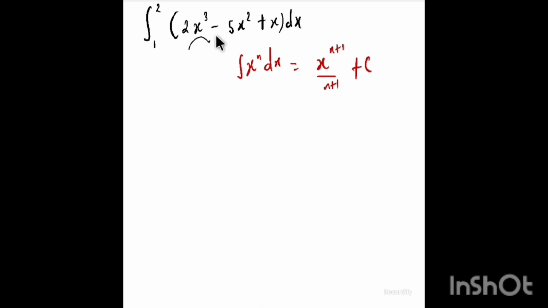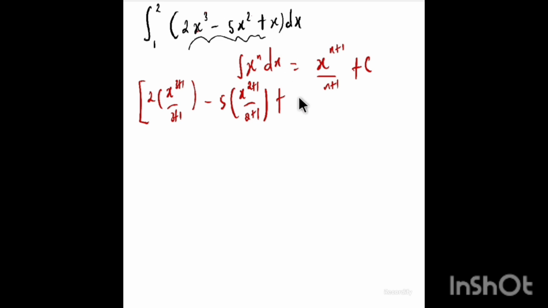All right, so that's what we're going to do here. You're going to integrate term by term. If you do that, we have 2 times the bracket: if you integrate x to the third power, you have x raised to the power of 3 plus 1 over 3 plus 1, then minus 5 times the bracket: if you integrate x to the second power, you have x raised to the power of 2 plus 1 over 2 plus 1, then plus the last one: if you integrate x to the power of 1, you have x raised to the power of 1 plus 1 over 1 plus 1. Then you apply your limit 1 to 2.